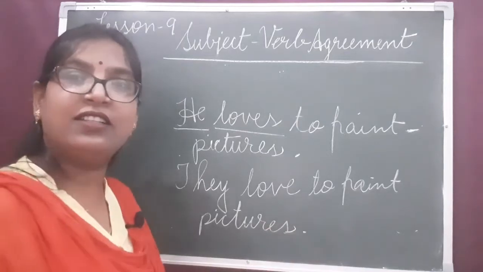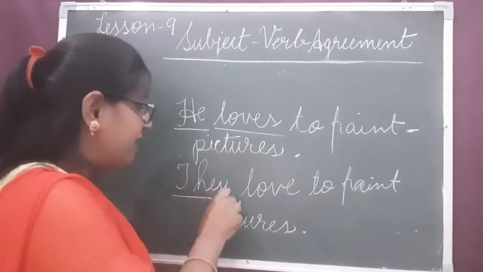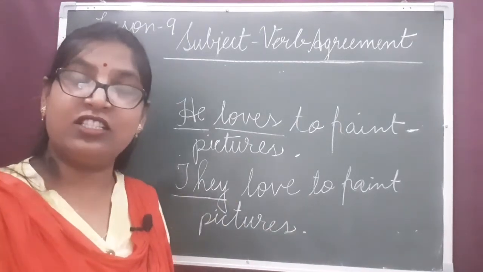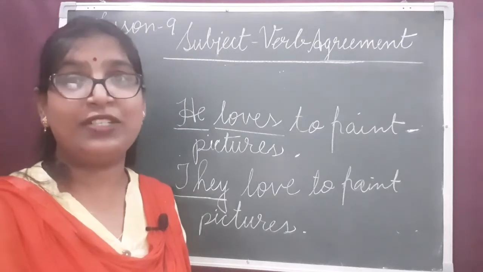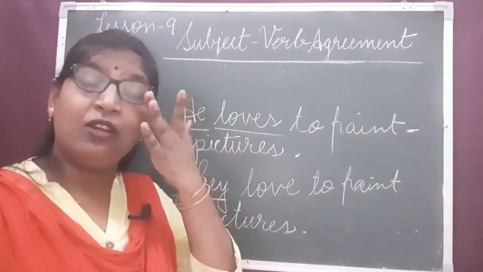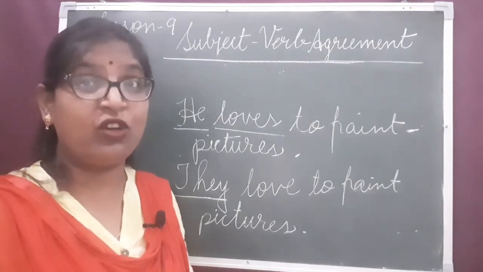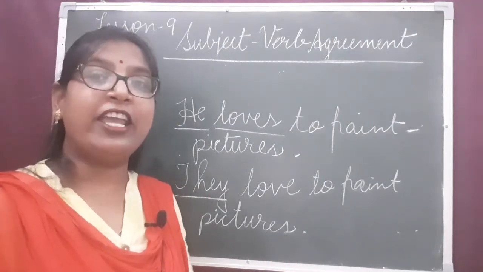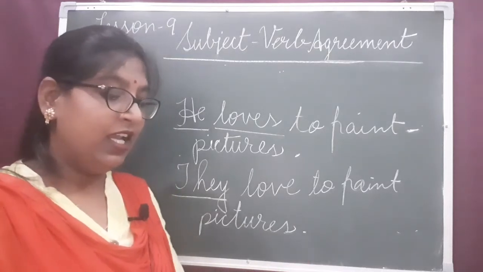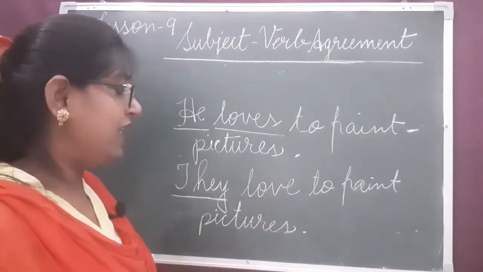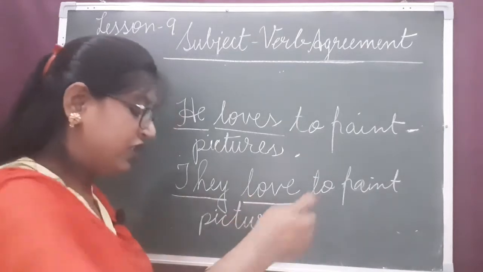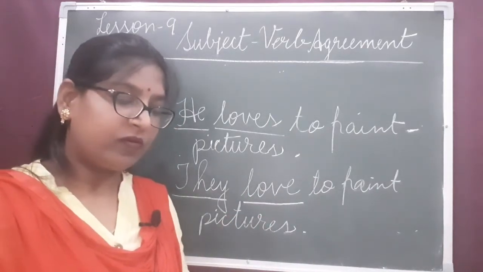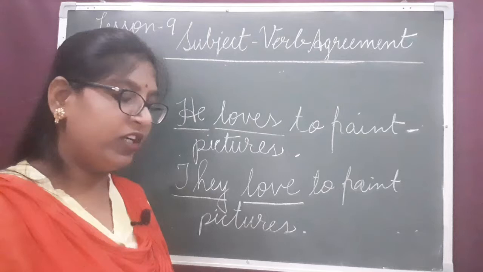What is the subject in this sentence? They is the subject. What kind of subject is it? It is plural in number. We are talking about more than one person. Clear? They means many. Here we can see which form of the verb is used. Here the plural form of the verb.